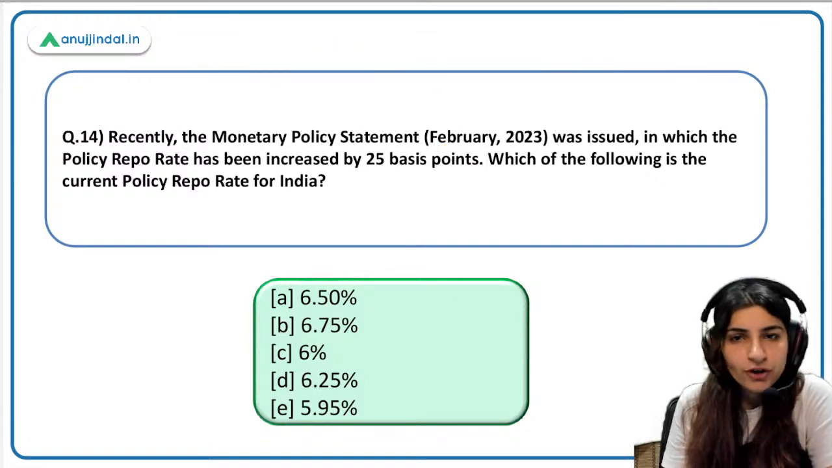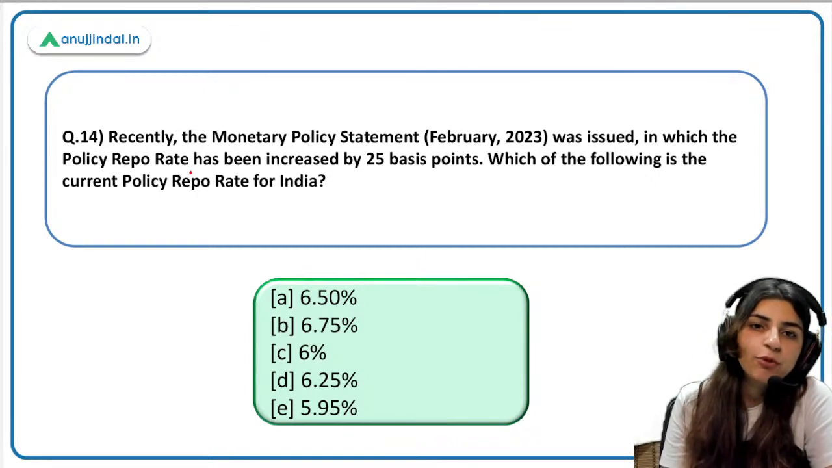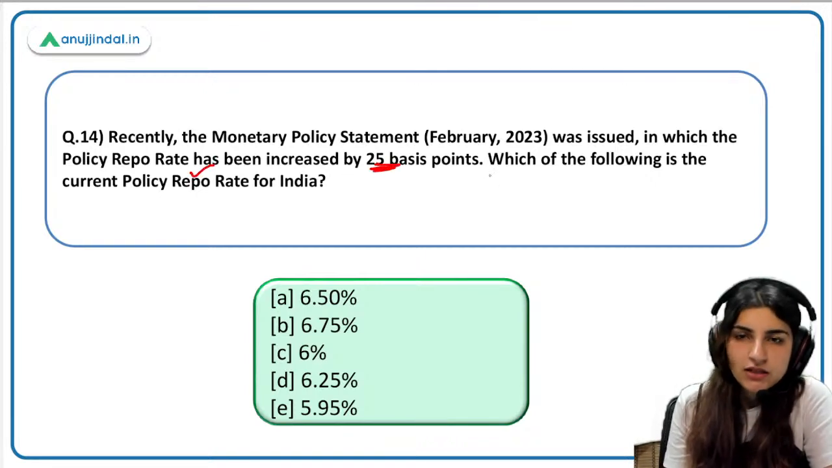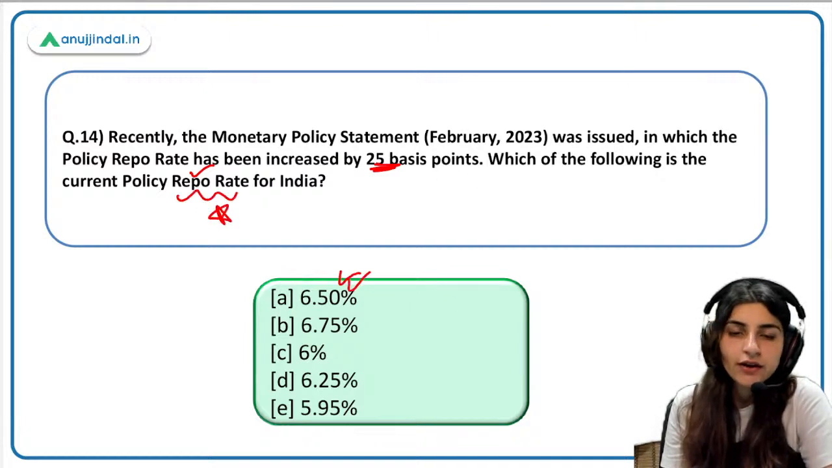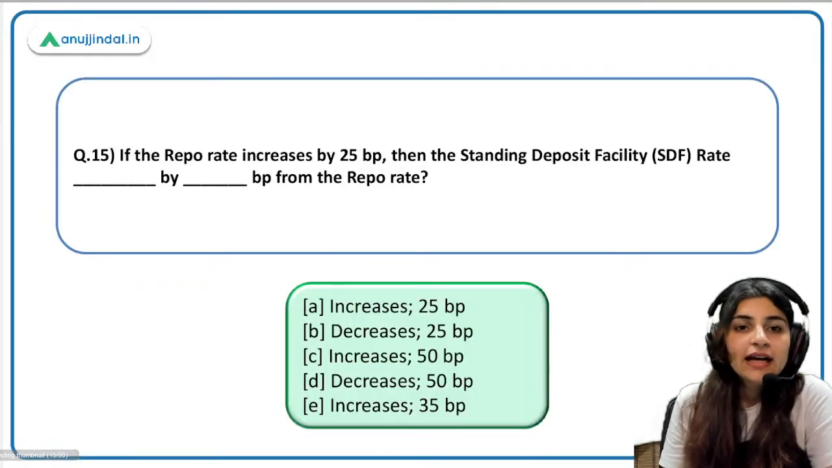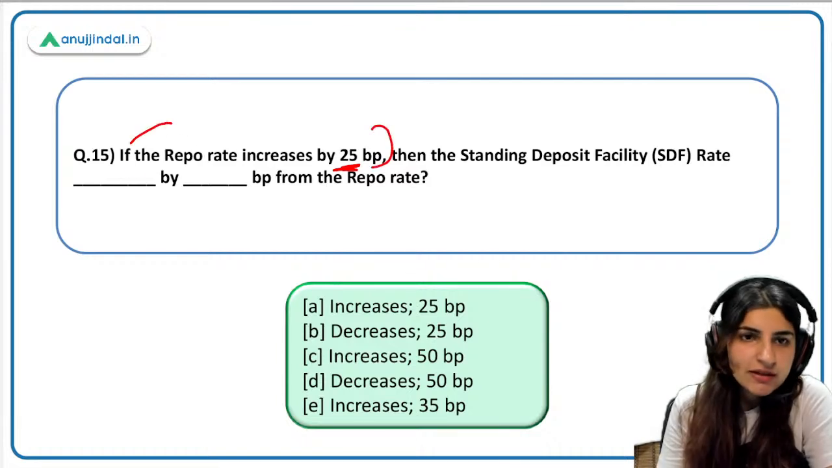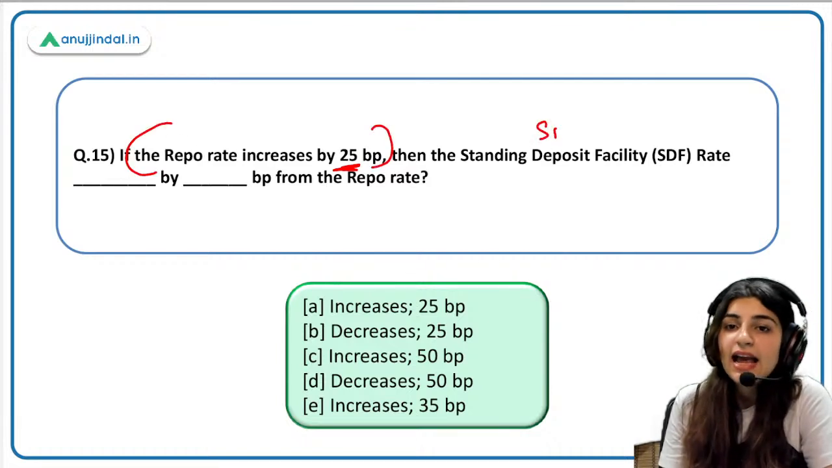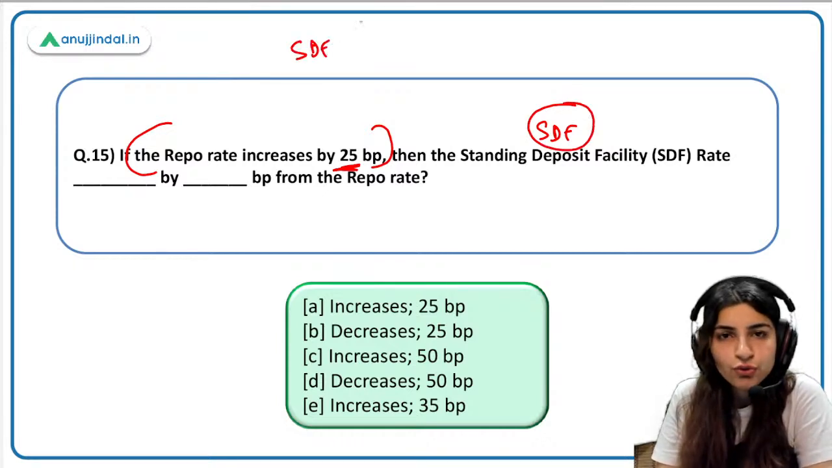Recently, the MPS, monetary policy statement, was issued, in which the policy repo rate has been increased by 25 basis points. Now, what is the repo rate? Very important. It is 6.5%. If the repo rate is increased by 25 basis points in this monetary policy statement, then what will the SDF be? The SDF is mapped through the repo rate.